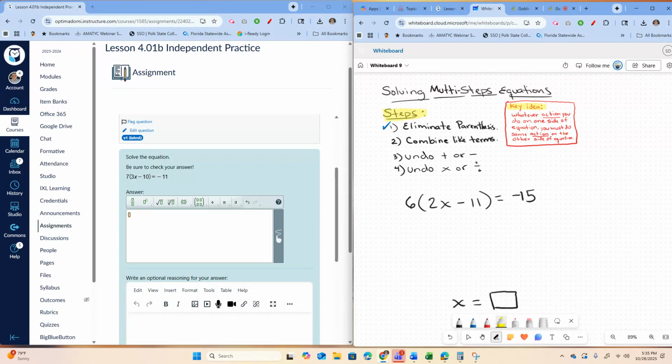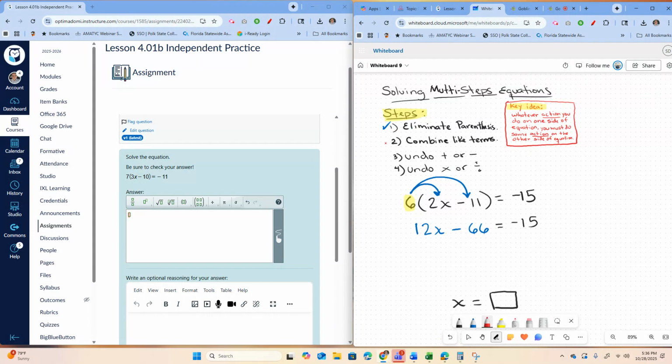You're going to take this 6, it's multiplying the parenthesis, and you're going to multiply this 6 by the 2x. When you multiply 6 times 2, you get 12, and you keep the x. Then you're going to take the 6 and multiply by the -11, and that will give you -66, see? And then I keep writing the rest of my equation. And I did step number 1.